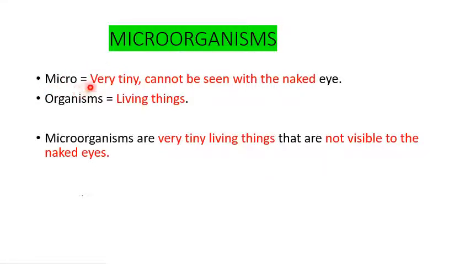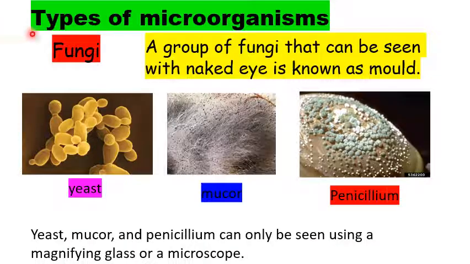Micro means very tiny, cannot be seen with the naked eye, while organisms means living things. So, microorganisms are very tiny living things that are not visible to the naked eye. There are 5 types of microorganisms.